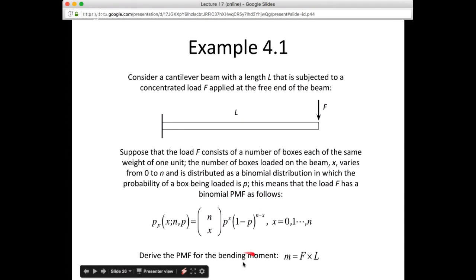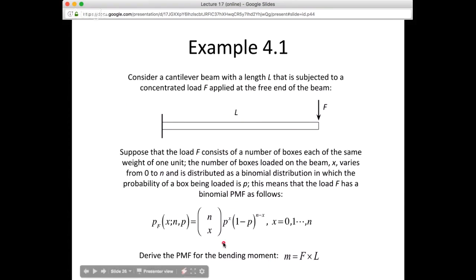And so what we're asked to do is find the PMF for the bending moment, where the bending moment M is going to be equal to that concentrated force times the length of the beam. In this case, it's a pretty straightforward problem. We want to find P of M, so that's what we're deriving, the probability distribution for that random variable M. And in this case, the inverse function is just going to be F equals M over L. And we substitute that in for X.